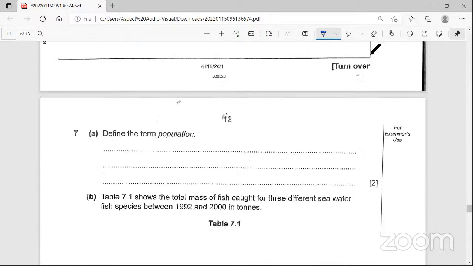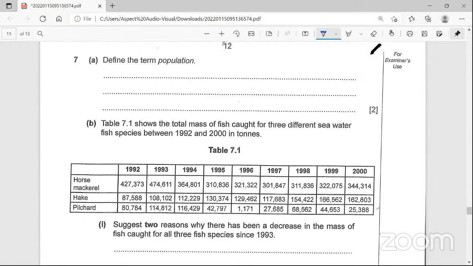Let's quickly move on to number 7. Number 7, define the term population. What is population? Yes, Costa? A group of organisms of the same species, in the same area.